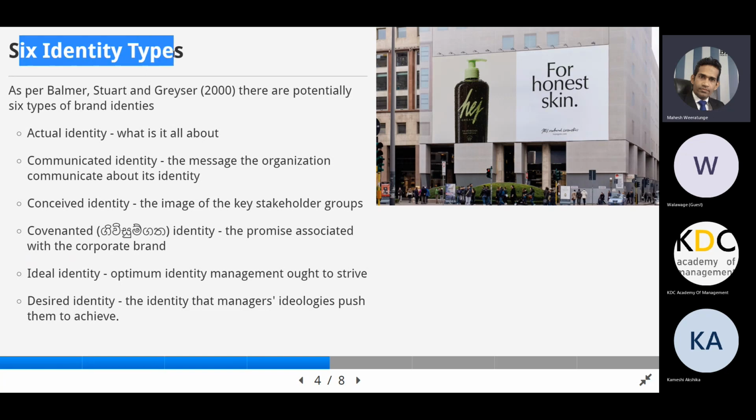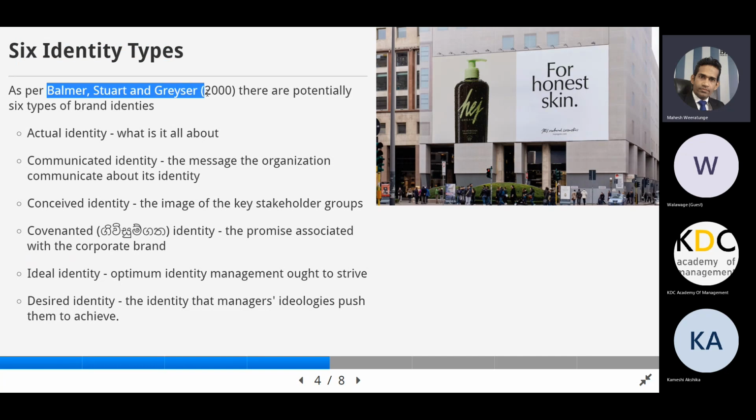So 6 identity types. There can be questions on මේ Balmer, Stuart and Greyser දාලා අහන්න පුළුවන්, what are the 6 identity types, or which is not a 6 identity type identified by Balmer, Stuart and Greyser කියලා අහන්න පුළුවන් question එක. So like that you need to look at this. So when you are building the brand identity, my dear friends, you got to focus on this. ඒ කියන්නේ අපිට visual identity එක විතරක් නෙමෙයි මෙතනදී අපි කතා කරන්නේ, right? Actual identity එක, conceived identity එක, covenanted identity එක, ideal identity එක, desired identity එක, හැම identity pattern එකක්ම අපි කතා කරනවා. So look at a particular product and identify whether they seriously communicate that. දැන් අපි ගත්තොත් තව product එකක් අපි ගමු, right? Okay.